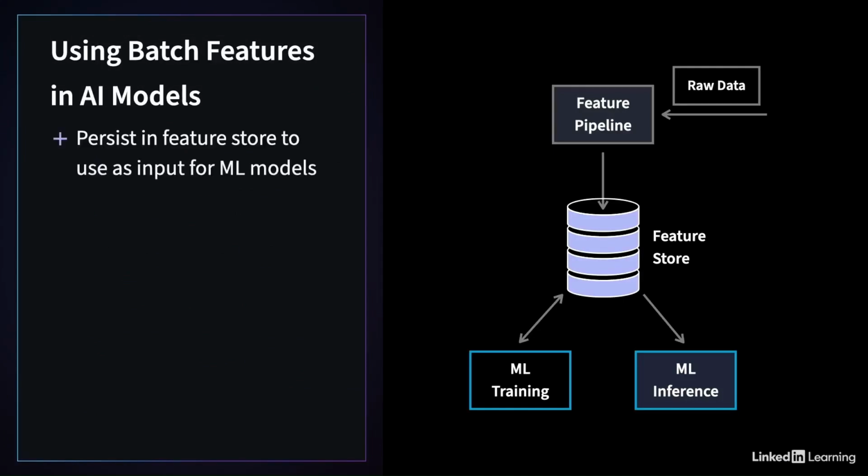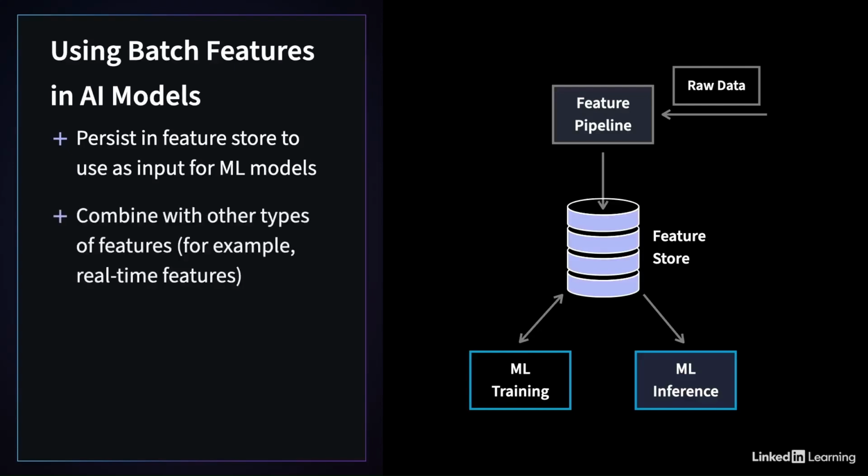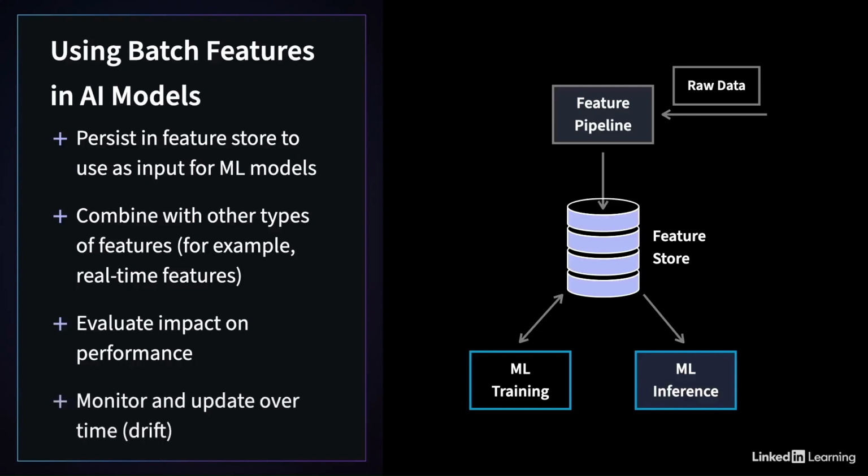We persist the features in a feature store to use them as input for our machine learning models. If necessary, we could even combine batch features with other types of features, like real-time features, but we'll get to that later. Generally, it's not the more features the better, but we need to closely evaluate the impact of our features on our model's performance. And finally, we have to monitor and update batch features over time to handle things like concept and data drift. If this sounds a bit too overwhelming, don't worry, we'll get there.